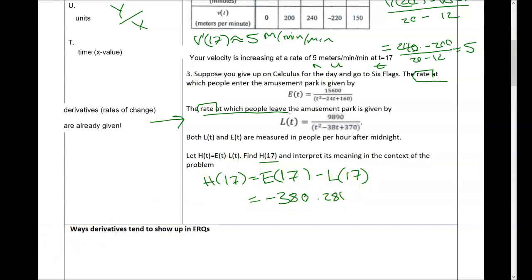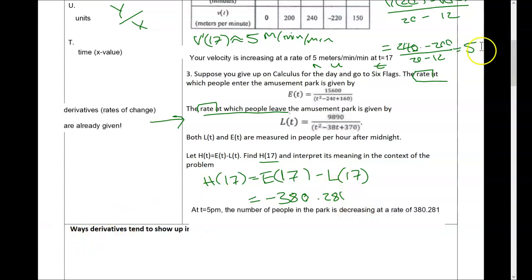So again, we're going to do numbers, units, time. I say the number of people in the park is decreasing because my result was negative, right? So it is decreasing at a rate of, and I dropped the negative because I already said decreasing, 380.28. And then I need a unit. Notice these were both measured in people per hour. So my units are people per hour per hour. So again I have my time, my number, and my unit. That's my interpretation here. Again, we're going to do more work on these rate in, rate out problems in the next section.